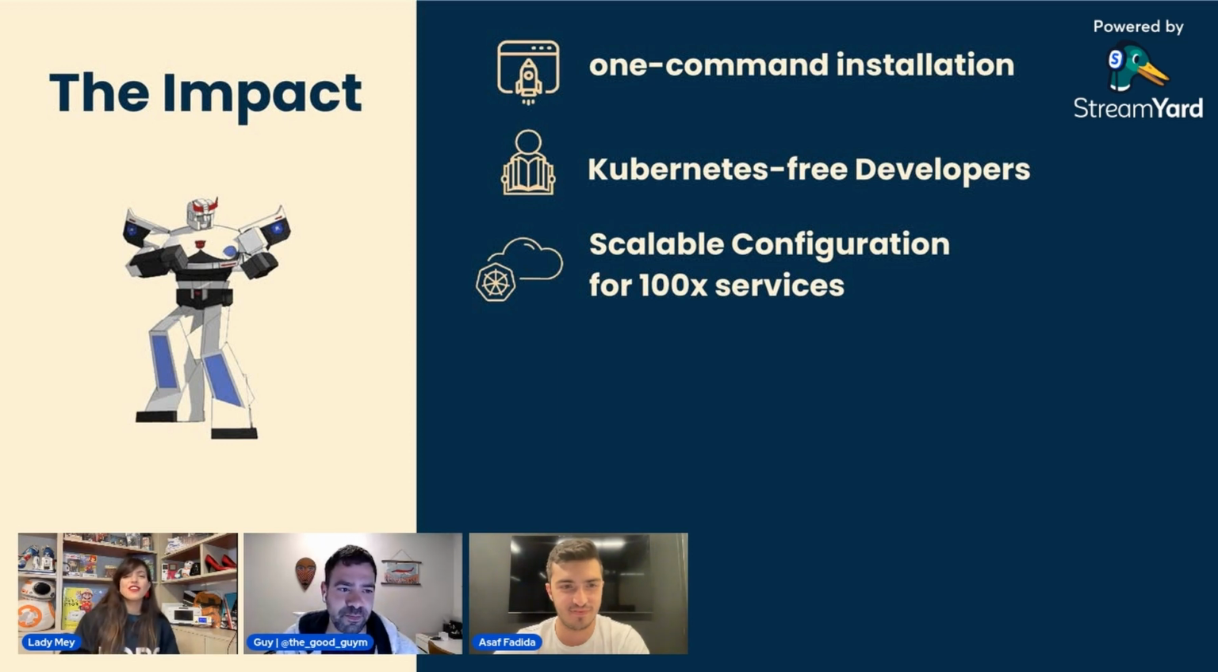Okay. So, first of all, what we're going to do today is talk about a solution and look at the impact of this solution. Let's start with these things that we see here. We have one command installation, we have Kubernetes free developers, and we have scalable configuration for more than 100 services. Guy, can you tell us a little bit about one command installation? Yeah, so when we talked with Asaf first, we understood that one of the key challenges of deployment is installing the whole product, all the services, all the third-party things that you need, in basically one command. We are going to talk about how amazing it's going to be to have this one command that you put in and the whole product is just deployed.